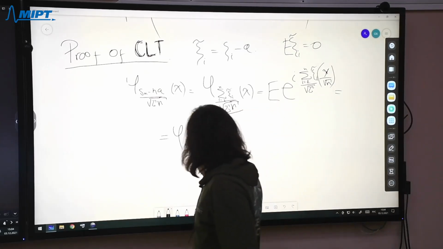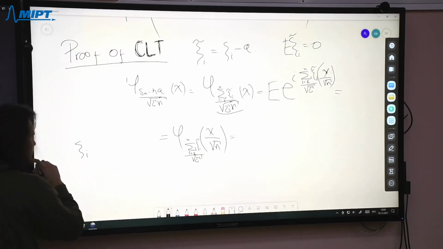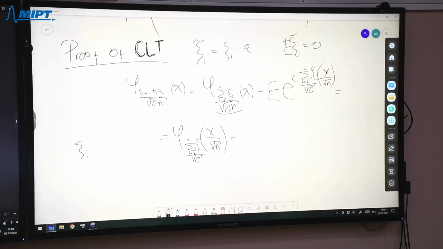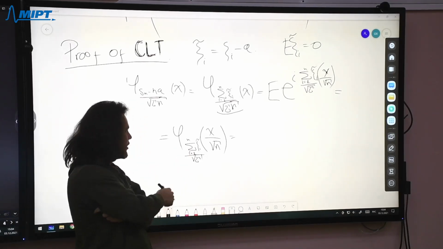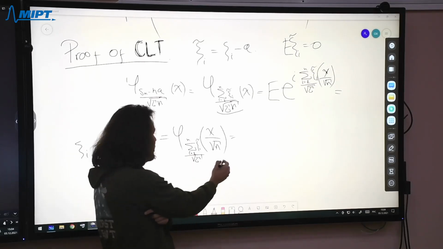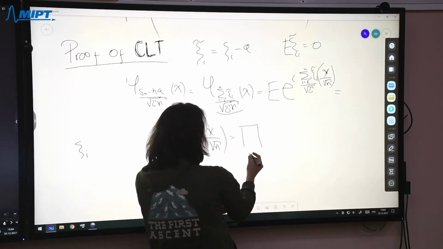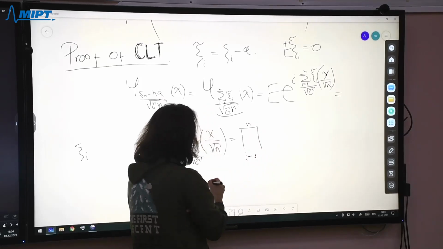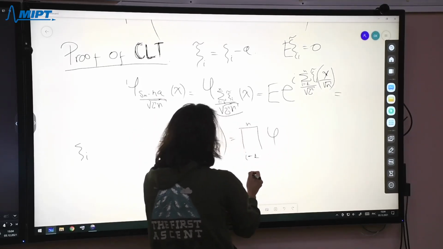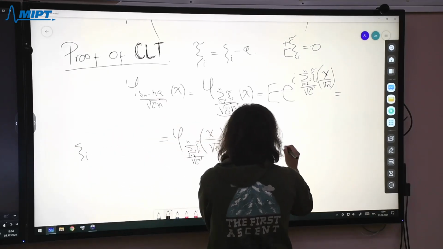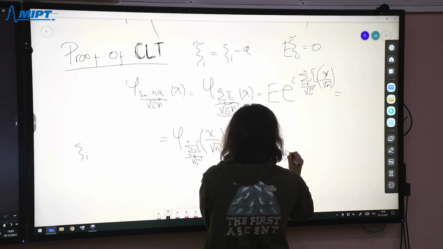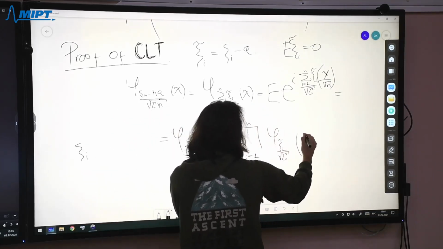What do we know about psi i? So psi 1, psi 2, and psi n, they are independent. Right? They are independent. So we have the sum of independent random variables here. So what can I write here? So this is the product, right? So this is the product from 1 to n, right, of psi i underline over the square root of sigma squared, in the point x over the square root of n.